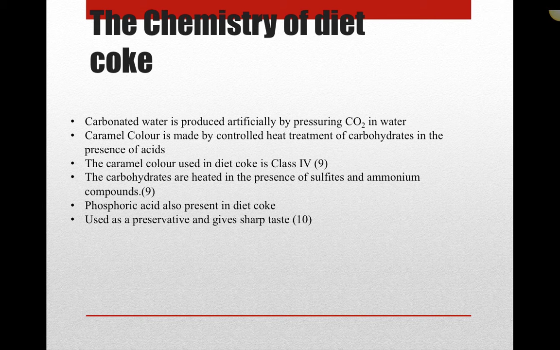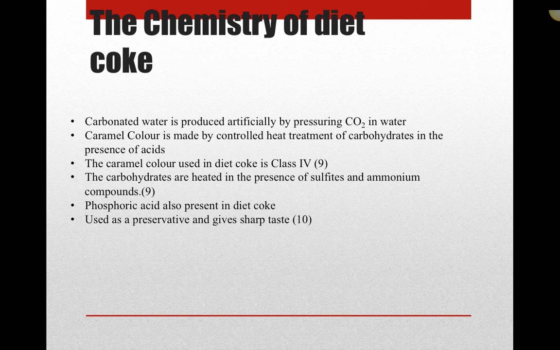Caramel color has 4 different ways that it can be made. The way that's used for Diet Coke is called class 4. This is where carbohydrates are heated in the presence of sulfites and ammonium compounds, with or without the presence of acid or alkalis. Phosphoric acid is also inside of Diet Coke.